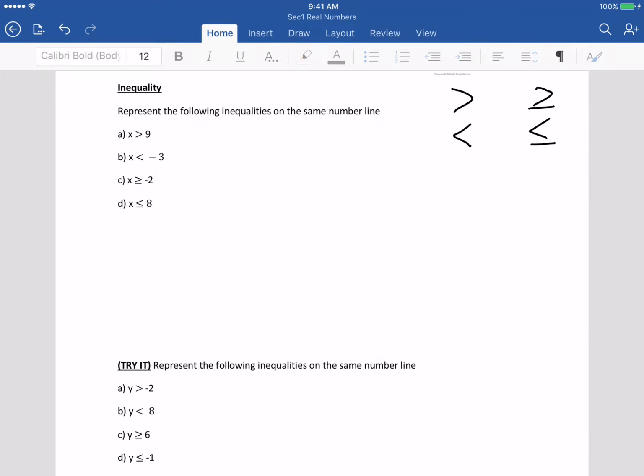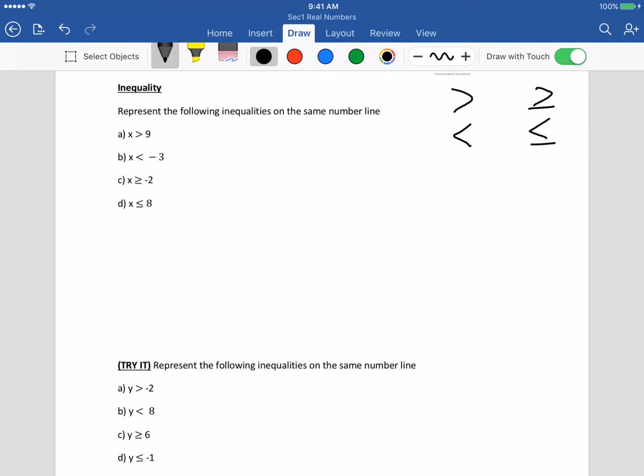So let's try this one first. A, which is x more than 9. We draw a number line first, with an arrow pointing to the right. At the right-hand side you put an x. Here you write 0, and here you put 9.